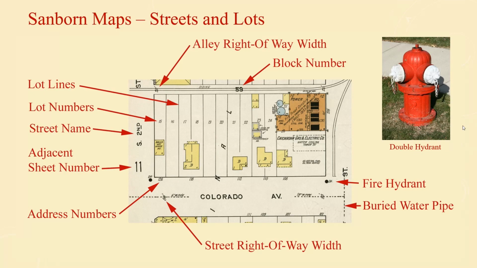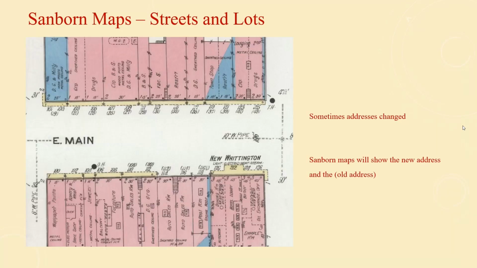So moving on to, let's see, one more thing about the streets and lots. You will find the building address numbers written on the street side of the buildings. Sometimes addresses changed, and the Sanborn maps would show the new address and the old address in parentheses.